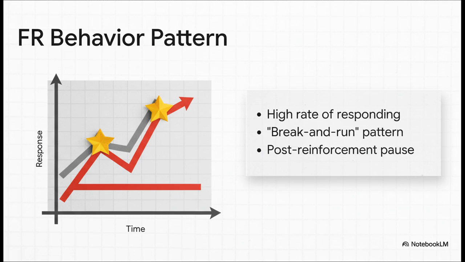So a fixed ratio schedule produces a very high rate of responding. It creates this really distinct pattern that we often call a break and run pattern. The person responds really quickly to meet the goal, gets the reward, and then they take a brief break. This is known as a post-reinforcement pause. And it makes sense. The larger the response requirement, the longer the pause tends to be.